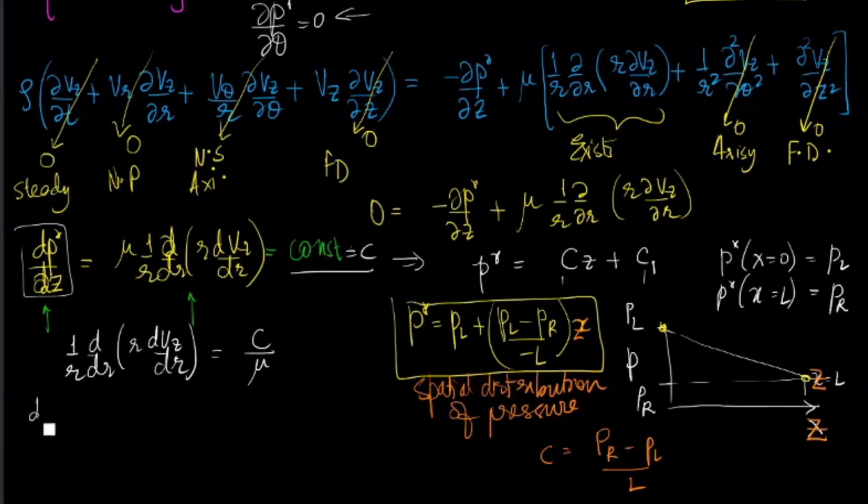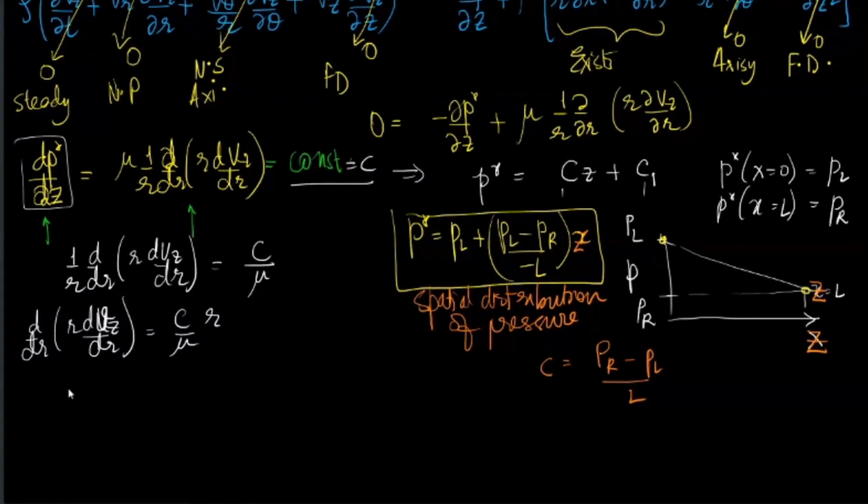So then what do we have? d/dr of r dVz/dr is equal to CR upon mu. We can integrate this once and obtain r dVz/dr is equal to C by mu times R square upon 2 plus C1. This C1 and this C1 are not the same, obviously.